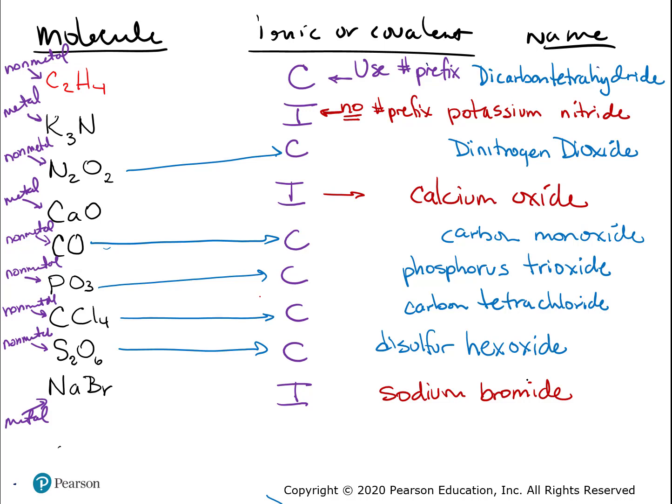Nope, because it's ionic. So just put yourself a note. If it's ionic, no number prefixes. So potassium nitride, no number prefixes. Calcium oxide, just the whole name of the metal, first part of the non-metal plus IDE.